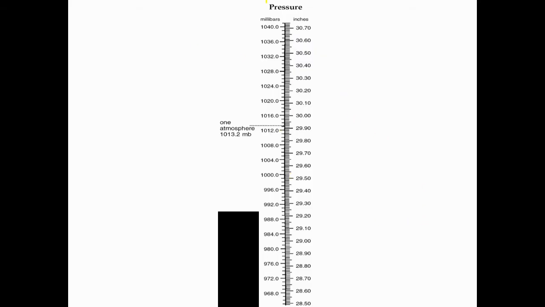So here we have our chart. This is in our reference table, so this is going to be page 13. What we want to be able to do here is look at the chart and convert. The first thing I want you to notice is here we have labeled 1 atmosphere, 1013.2 millibars. Okay, this is standard. So we'll say standard.